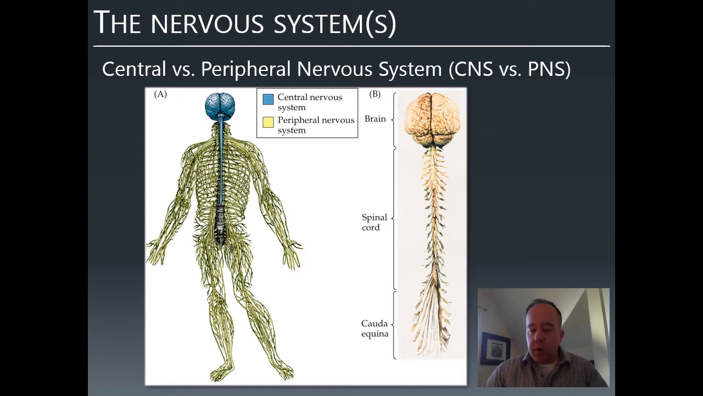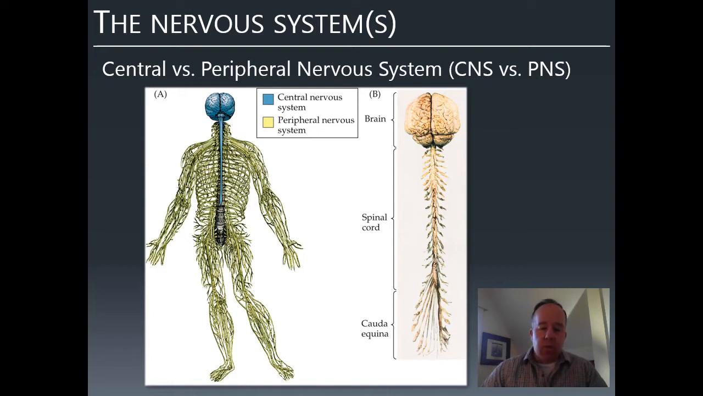So in this diagram from your book, on the left, you see a cartoon representation where you have the central nervous system, just the brain and the spinal cord, and the peripheral nervous system, the entire rest of the body. On the right side of this diagram, this is not a cartoon, this is an actual image of a preserved brain and spinal cord. You see the brain and the spinal cord, which together are the CNS, and at the bottom, you see a structure labeled the cauda equina. This is a bunch of nerves that exit the bottom of the spinal cord.